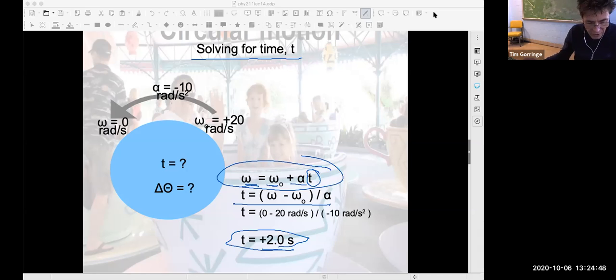How far did it turn during that slowing down process? That was the other question. So let's do that.